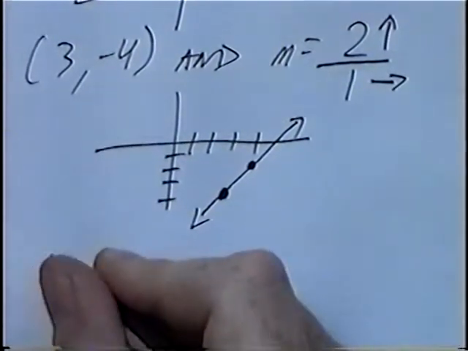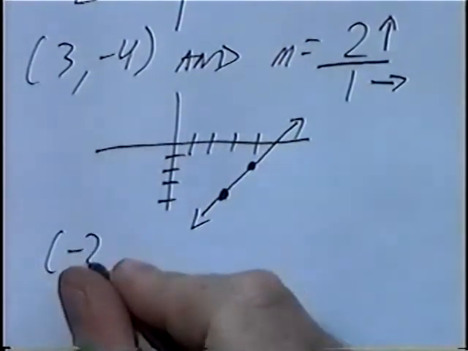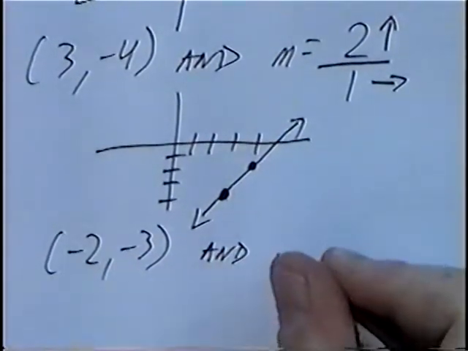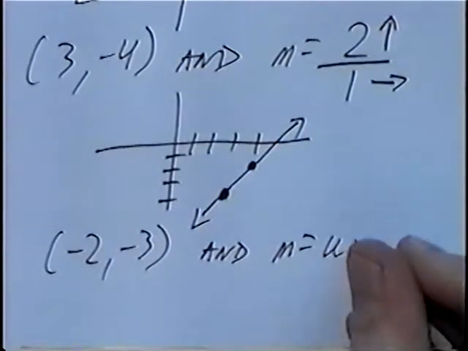And last problem, the point is -2, -3, and m equals undefined.